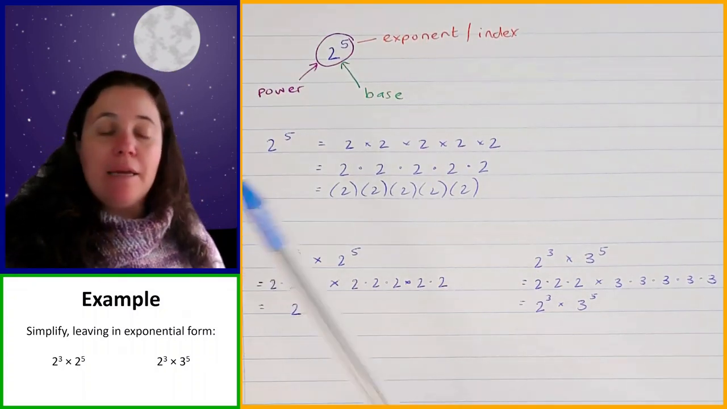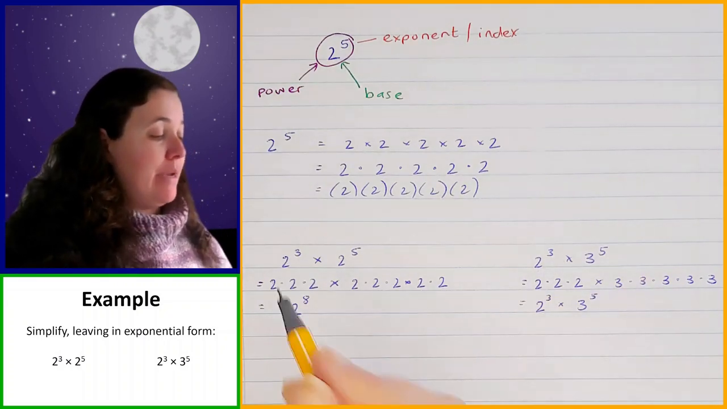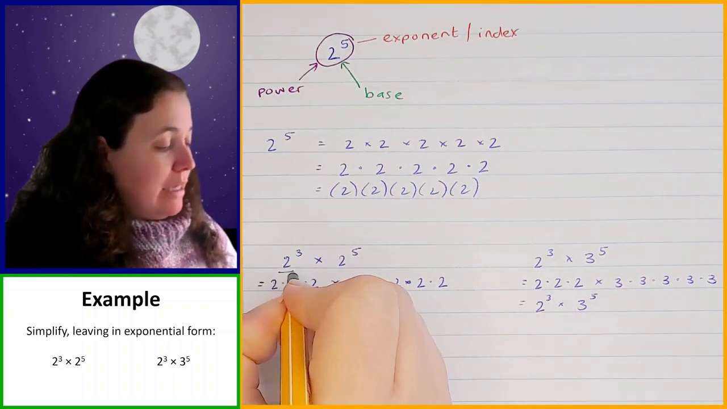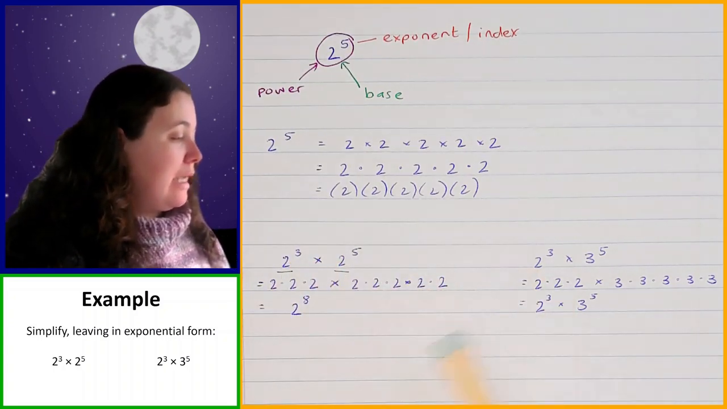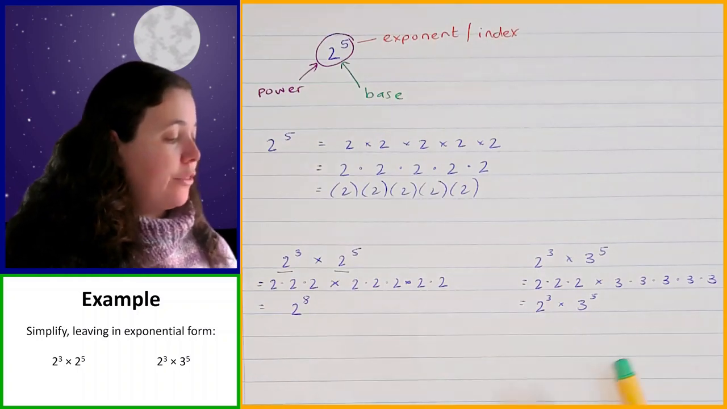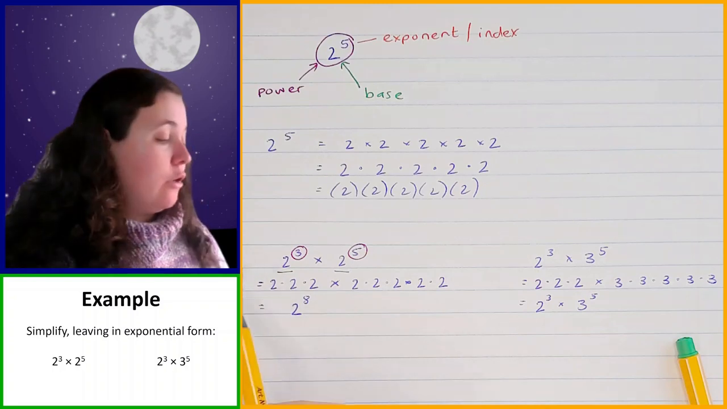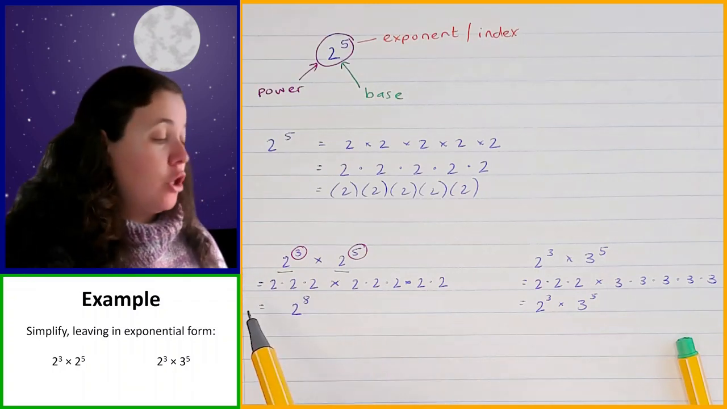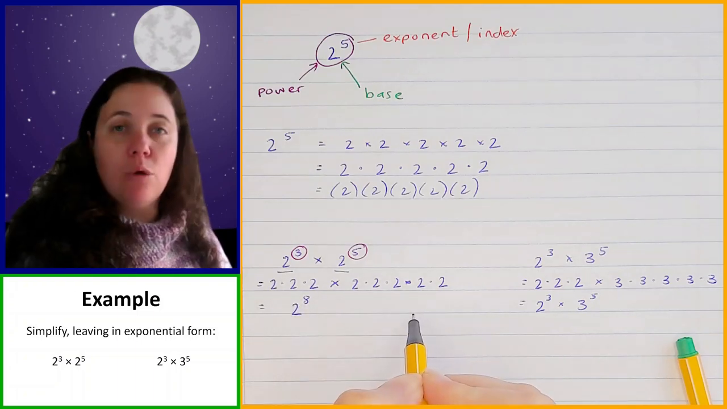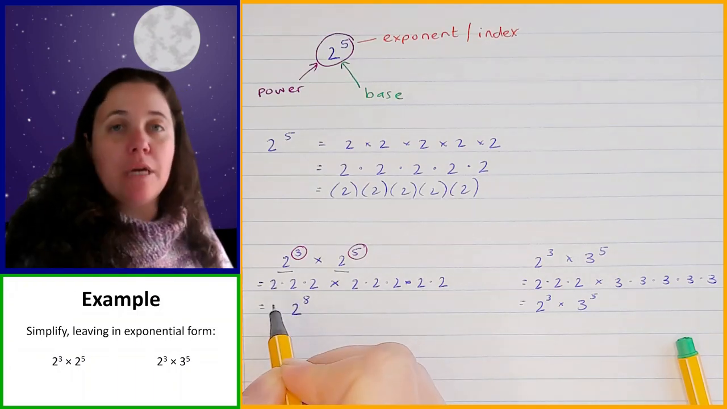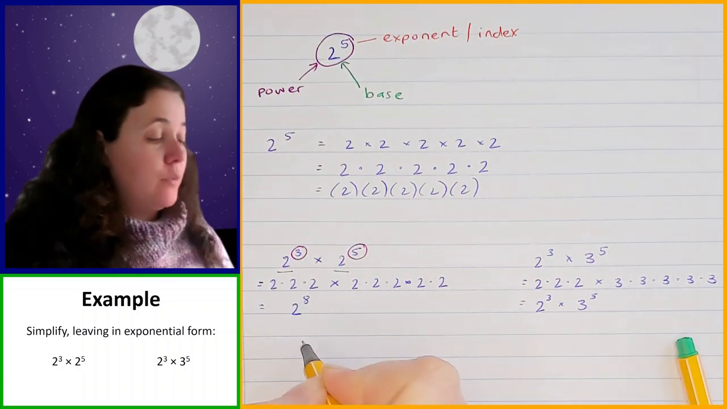So when we are multiplying things together, I want you to have a look at what happened over here where I had the same base. In this example, I had the same base. It was a 2 and it was a 2, and my exponents in this example were 3 and 5. Now, when I wrote it all out in expanded form, not in exponential form, I was able to count how many 2s there were all together. I was able to say, there are 8 2s all together. So that gives me 2 to the power of 8.